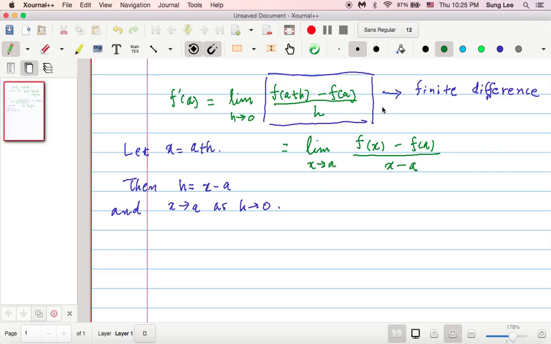So that's how we get the alternative definition of a derivative. When you actually calculate the derivative, you can use either definition. It's just a matter of personal choice, right? If you ask me which one you want to use, that's your choice.